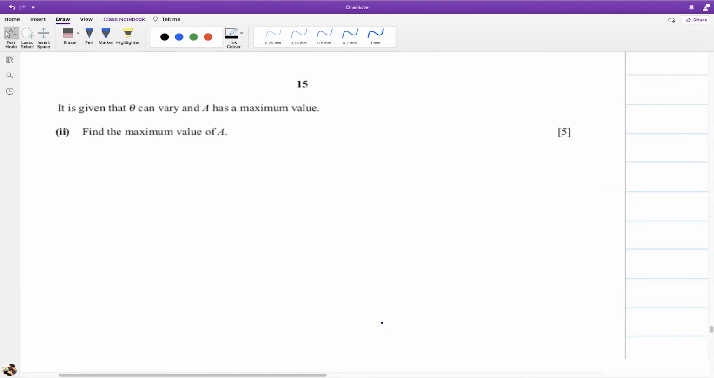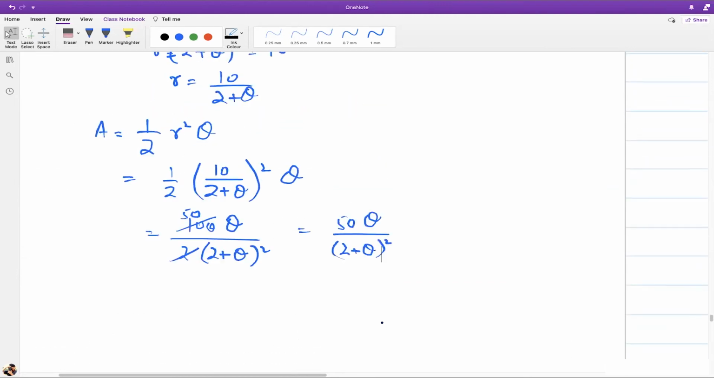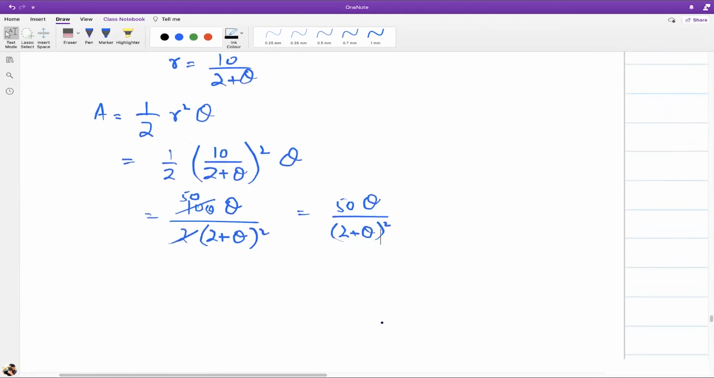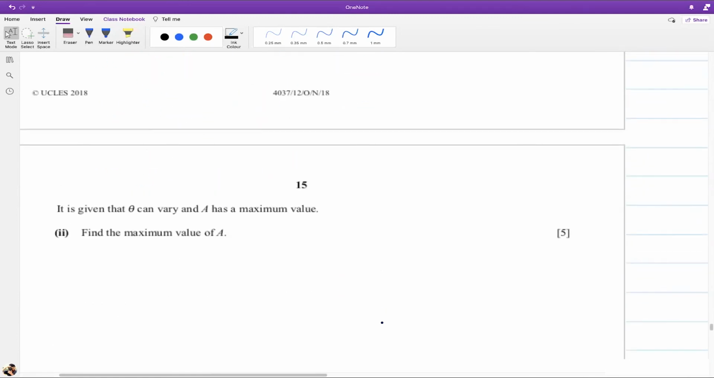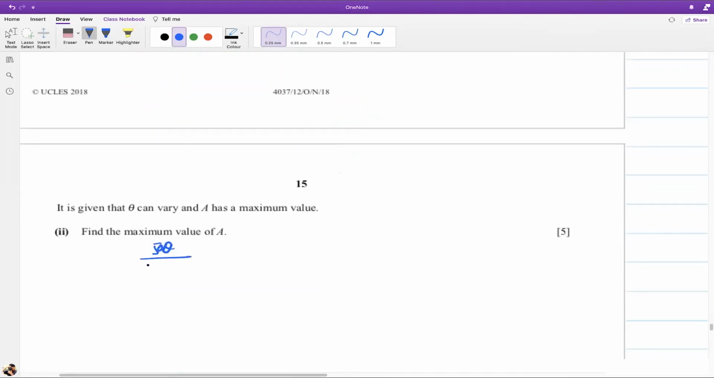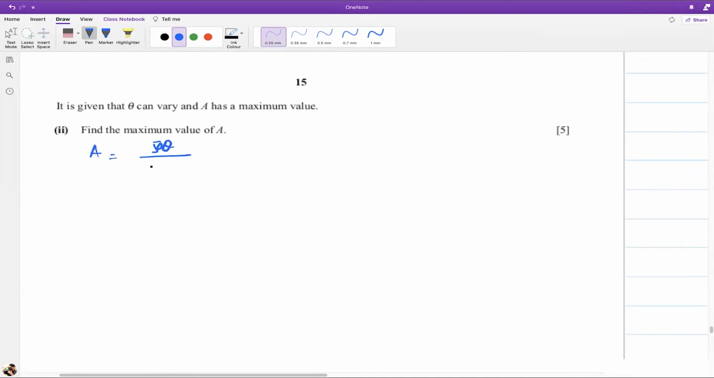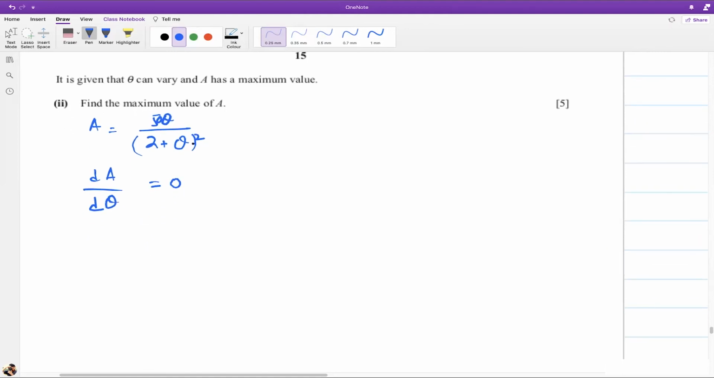It is given that theta can vary and A has a maximum value. A is your area by the way, ये हमें जो एरिया मिला हुआ है, ठीक है। So 50 theta plus 2, ये सारे का सारा, find the maximum value. 50 theta over 2 plus theta whole squared is your area. So dA by d theta निकालते हैं और उसको equal to 0 कर देंगे तो हमें maximum value मिल जाएगी. तो इसको हम बना लेते हैं u और इसको हम बना लेते हैं v.